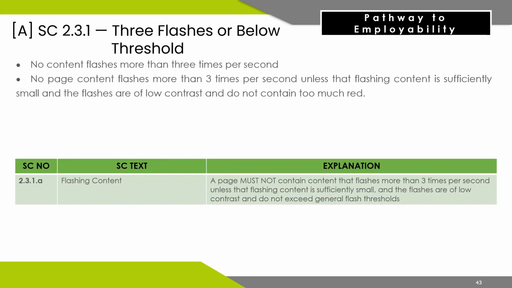The requirements for success criterion 2.3.1 three flashes or below threshold are 2.3.1.a flashing content. A page must not contain content that flashes more than 3 times per second unless that flashing content is sufficiently small, and the flashes are of low contrast and do not exceed general flash thresholds.